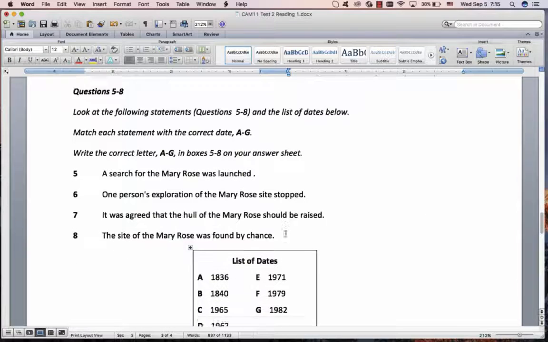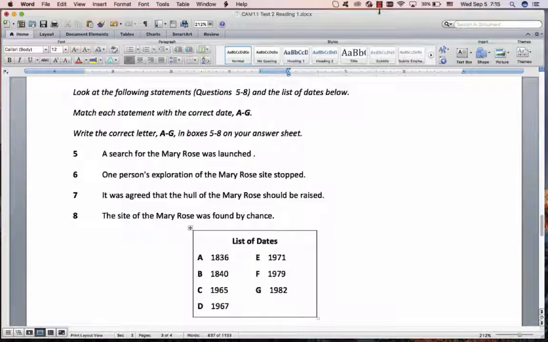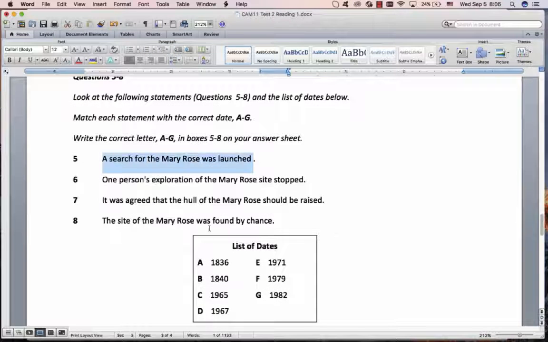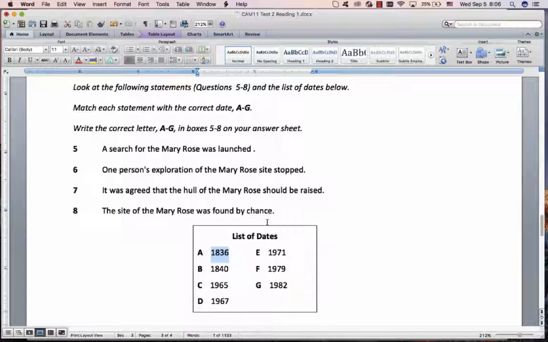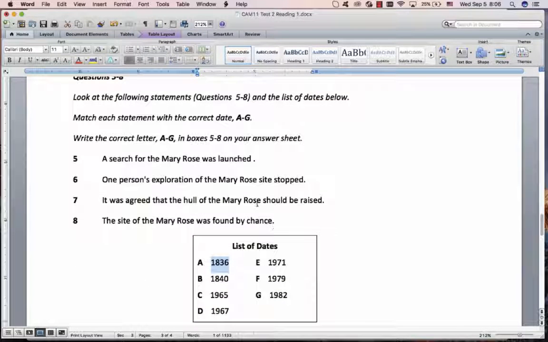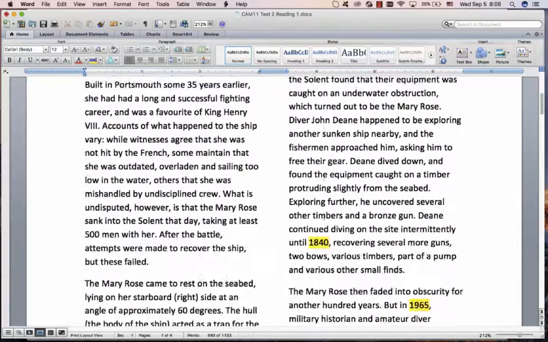Right, let's look at our matching the dates. All right, match the event to the date. So I hope you know the first thing that you're going to do is what? Scan for the dates. Start with 1836. So I'm not going to go through it in the video. I'll just scan them all quickly. You should do the same. All right, there's 1936.